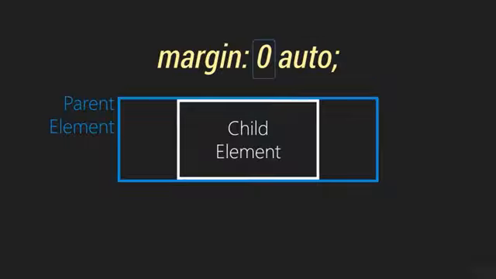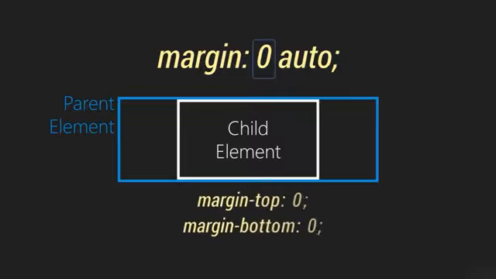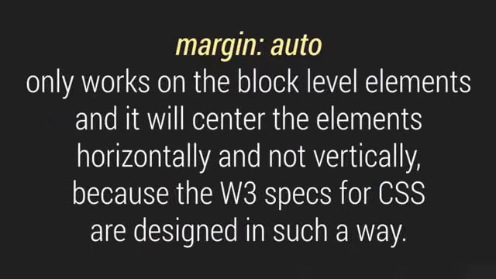It guarantees that the left and right margins will be set to the same size. The first parameter 0 indicates that the top and bottom margins will both be set to 0. But remember that this only works on the block level elements, and the auto will center the elements horizontally and not vertically. It does not set them vertically centered because the W3 specs for CSS are designed in such a way.